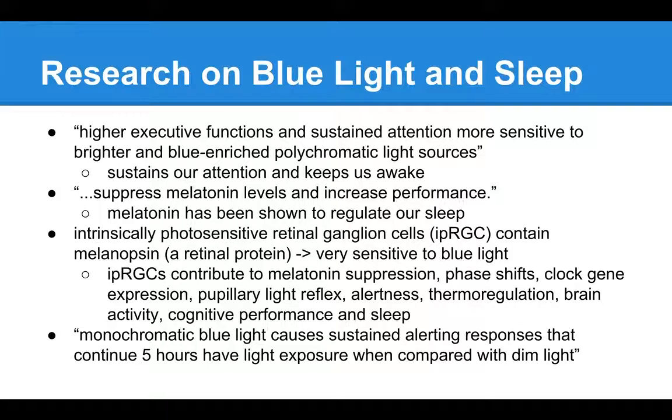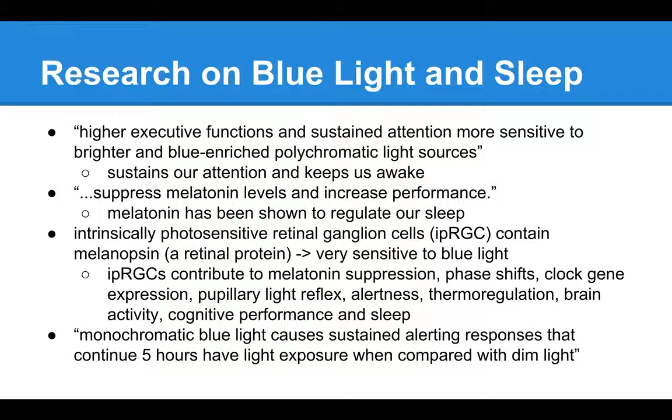So, more research on blue light and sleep. Basically, blue light sustains our attention and keeps us awake. It also suppresses our melatonin levels and increases our performance, so it keeps us aroused at night. Melatonin has been shown to regulate our sleep.